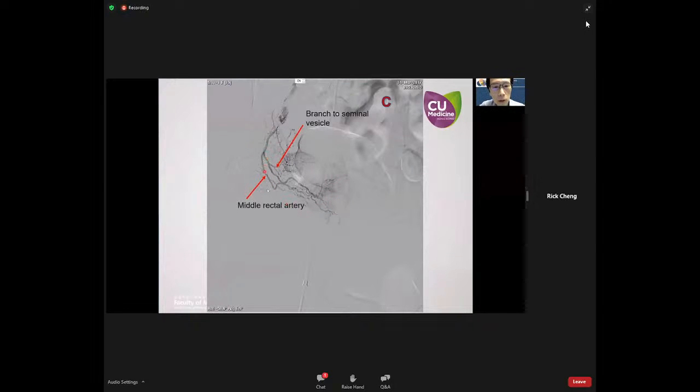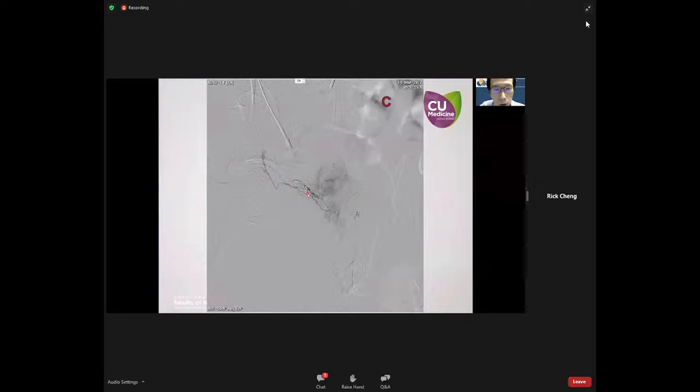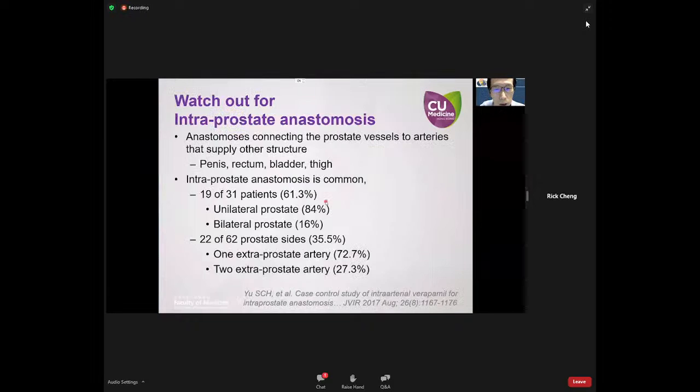Likewise, in this case, the middle rectal artery and the branch to the seminal vesicle are also quite close to the prostate artery. So we have to advance it further to a distal site. By doing so, we avoid non-target embolization as much as possible.